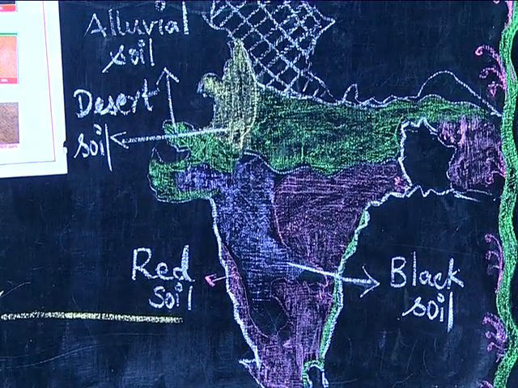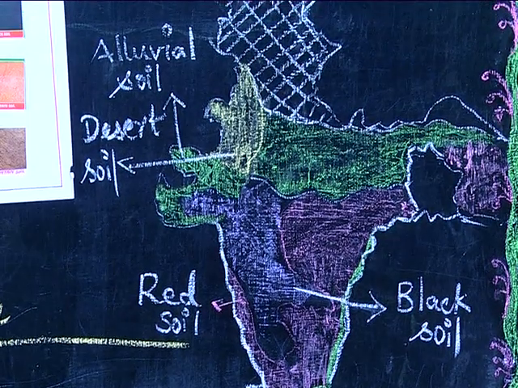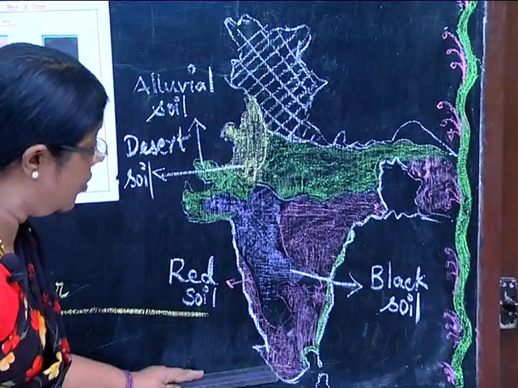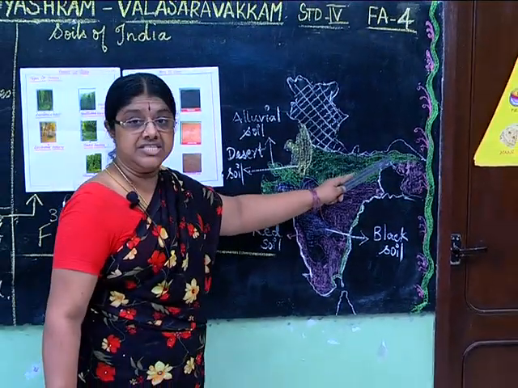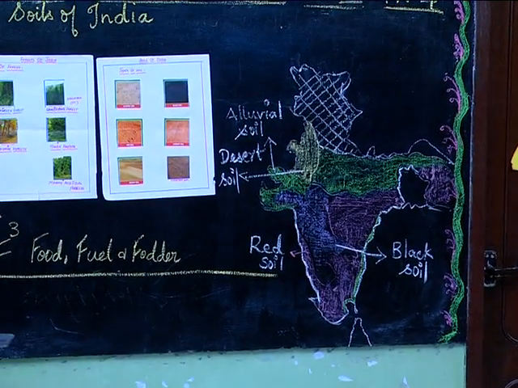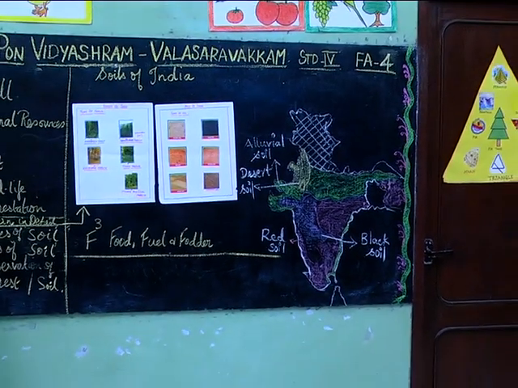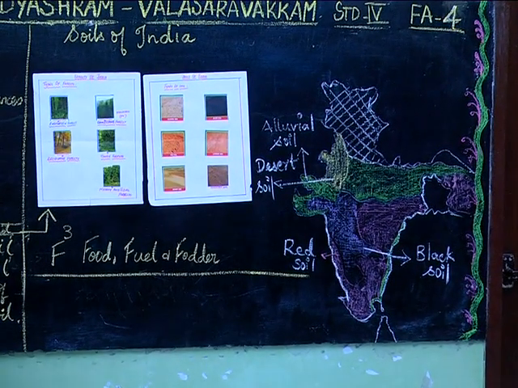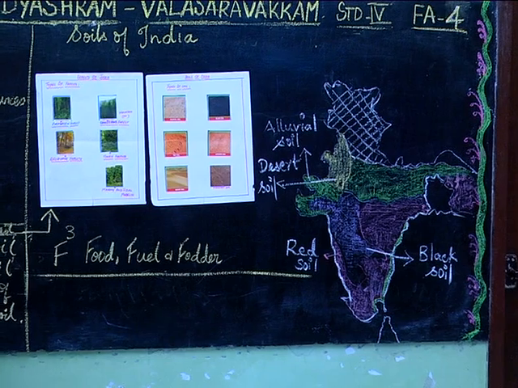When we talk about the laterite soil, where are these laterite soil found? These are found on the Malabar coast and in the northeast because these laterite soil are found on the mountains. They are prone to leaching. The essential nutritive parts of the soil gets dissolved in the running water.